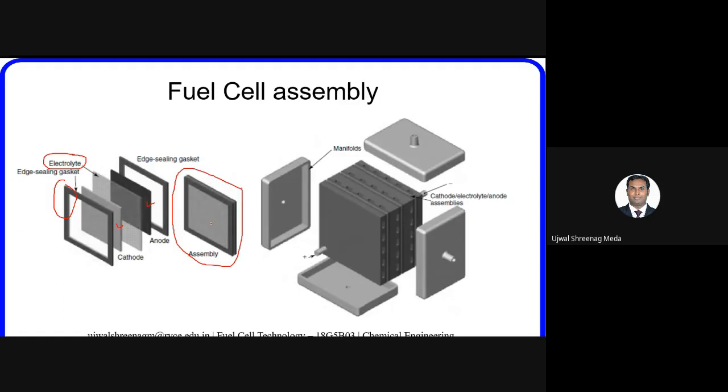So this is how compact it is, and it can be as thin as just a few microns. Technology has advanced to such a stage that commercially available polymer electrolyte membrane fuel cells have a membrane electrode assembly in the order of just 40 to 50 microns. That is how thin those assemblies are, and such assemblies are stacked together and covered by manifolds at the ends to make a stack.